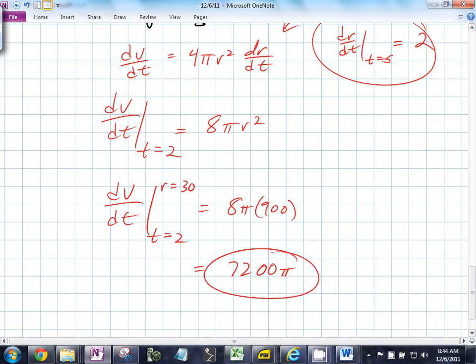That seems like a relatively big number, but think about the balloon. It has a radius of 30, right? Every time the radius increases by a little, what happens to the volume? It goes up. It's numerically large.